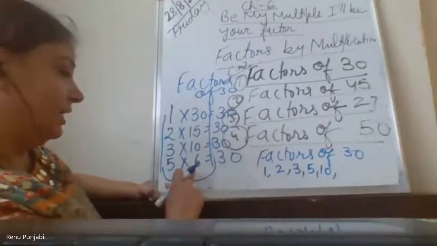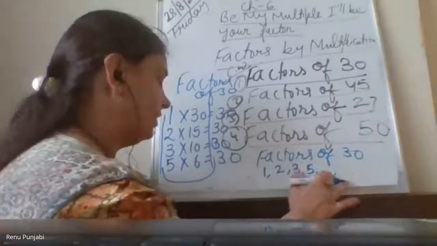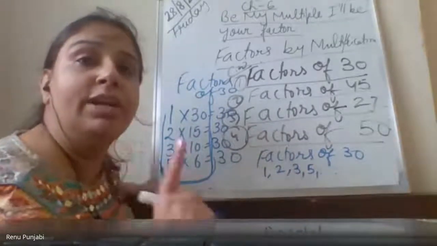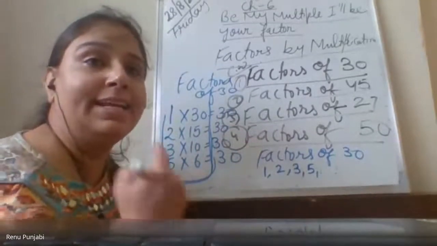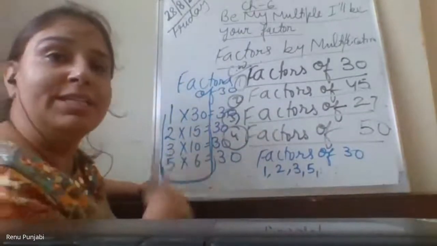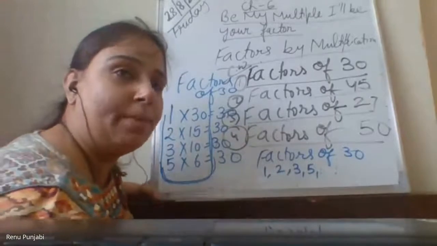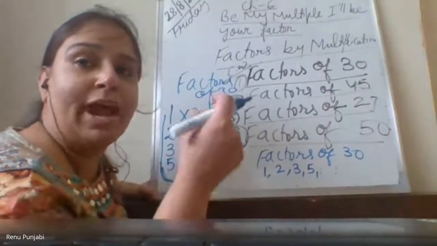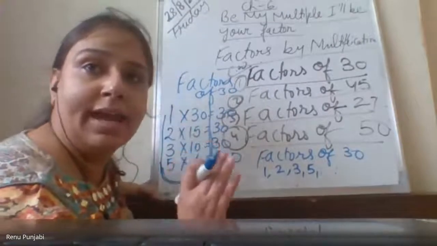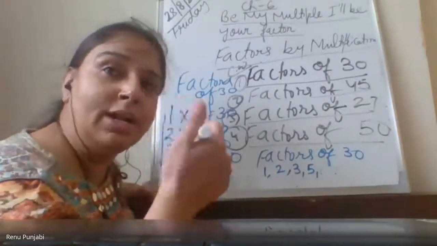So after 5, we take 6. We start the U method from here only. We will not take 10, because 3 tens are 30 and it will already come here. It means it is repeating now. So we stop. When you see that the factors have started repeating, we will not take them again. We stop. Am I clear to everyone?